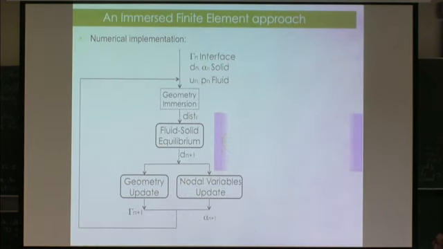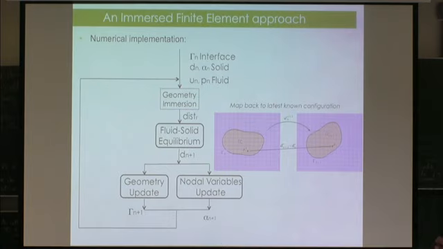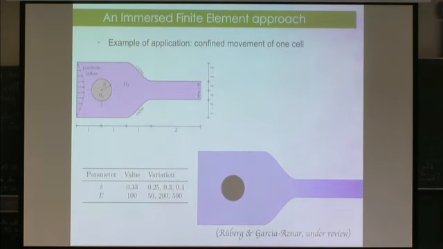So with this simple idea, what we do is we immerse the geometry, we solve the fluid-solid equilibrium at the same time, and obtain the new geometry. With the new geometry we update the variables, and in this way we recalculate, and we can simulate how the fluid can deform the cell, for example in a confined environment. We have one cell, in this case we simulate the cell as a solid, this is a fluid, and this is a confined environment, and we can quantify how the cell is going to deform inside this confined environment.